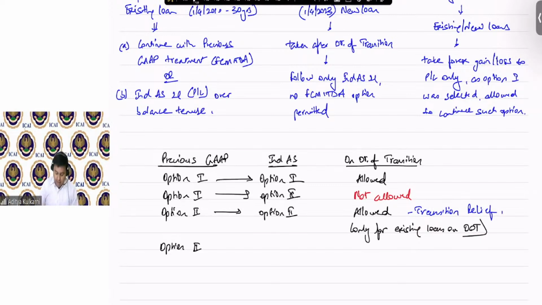Option two you had availed, but now you say, sir, enough of this FCMITDA, what did we get? Nothing, it is ultimately a forex gain or loss. We want to clean up the books of all these unwanted accounts. So I want to avail option one. I will now take the forex gains or losses to the profit and loss account, and the existing balance in FCMITDA I will move to retained earnings. Is it permitted?